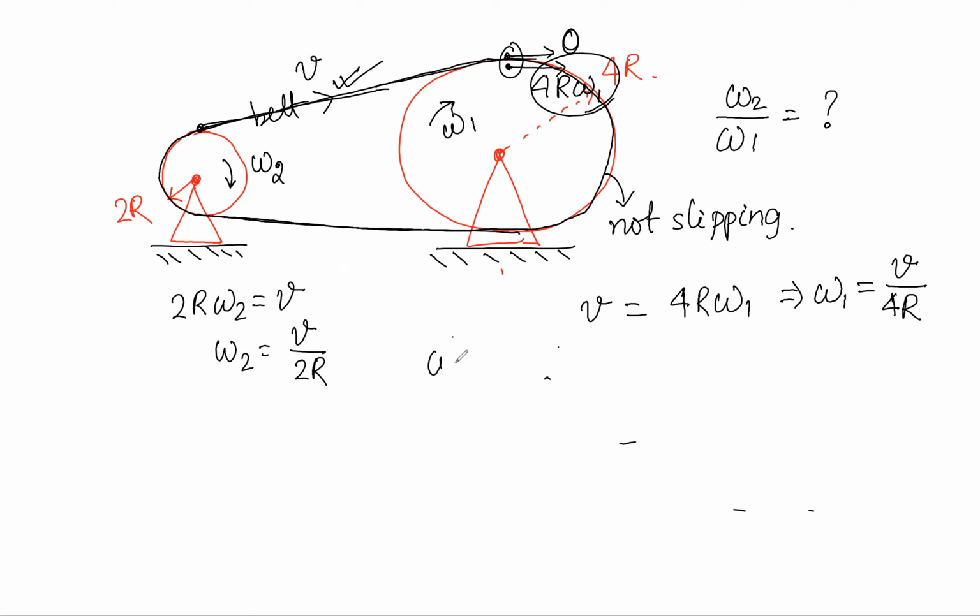Now you want to find out omega 2 divided by omega 1. So what is omega 2? V divided by 2r. What is omega 1? V divided by 4r. So if you divide it, the ratio is equal to 2.